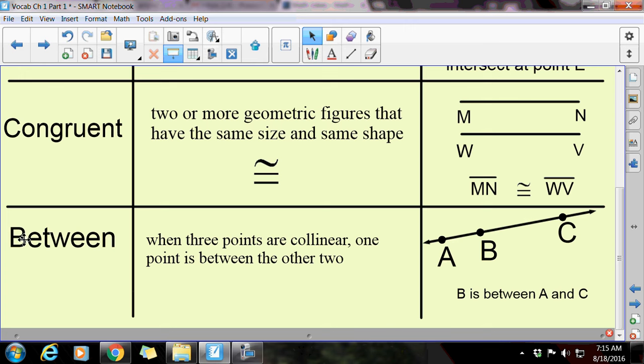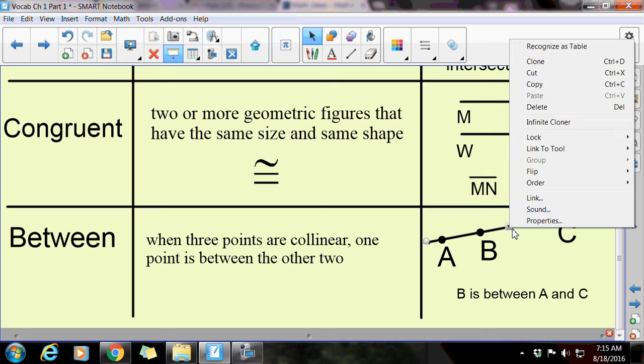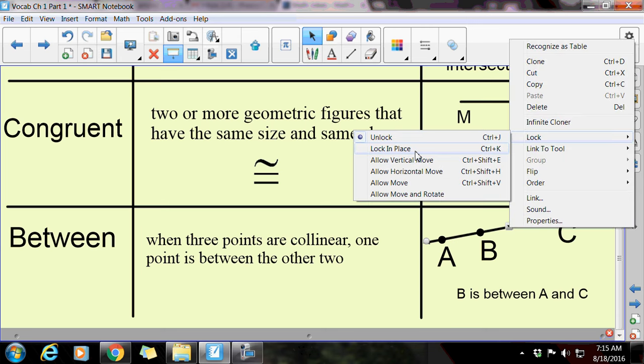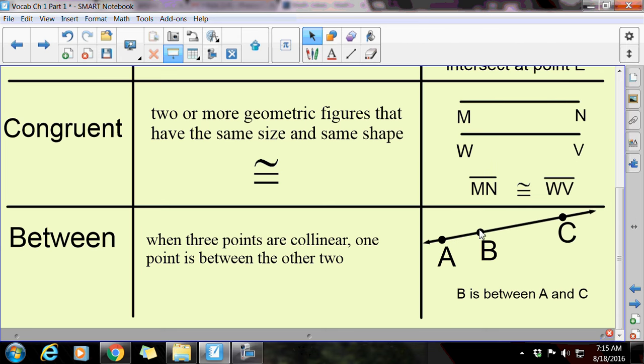Last one on this slide is between. When 3 points are collinear, 1 point is between the other two. So here we've got A, B, and C, and we say B is between A and C. I'm going to try and lock this because I think if I lock it, then I can grab B. Okay, so B is right here, and it's between A and C.